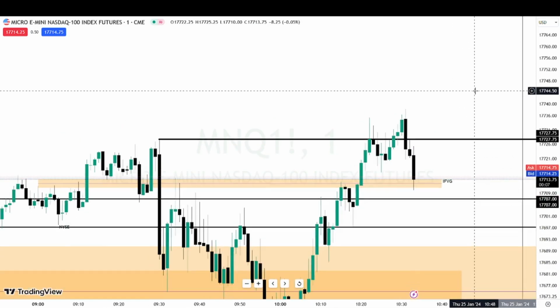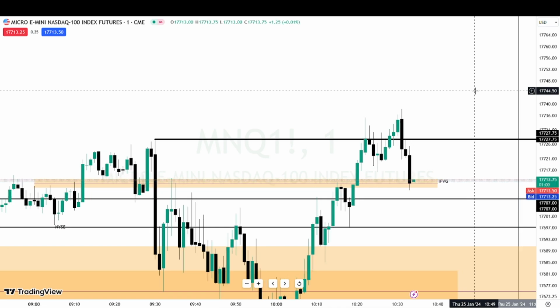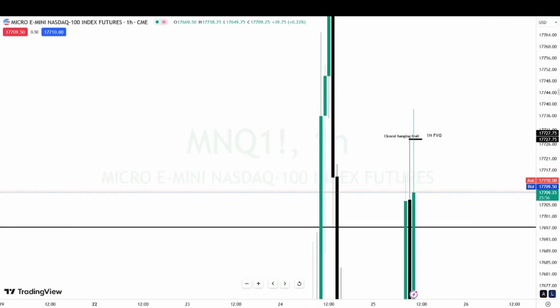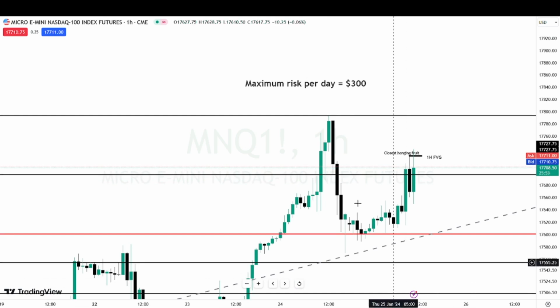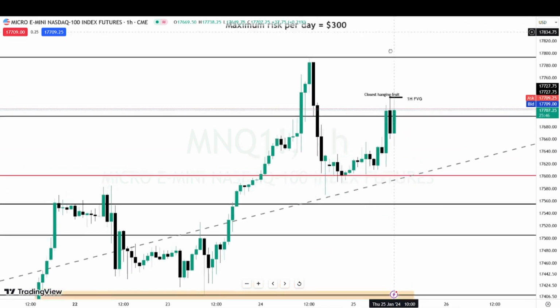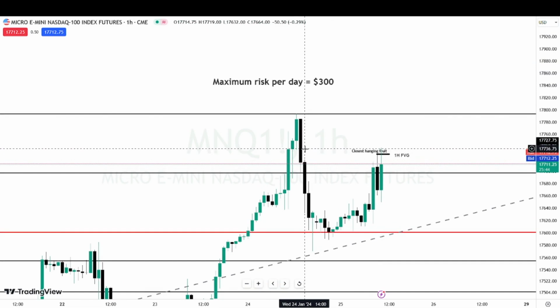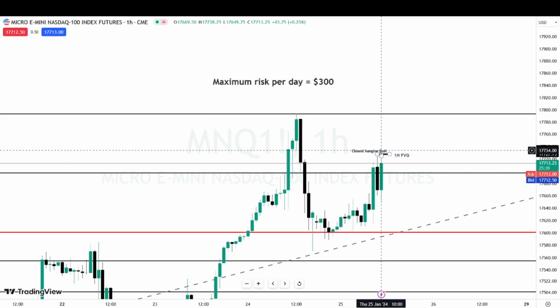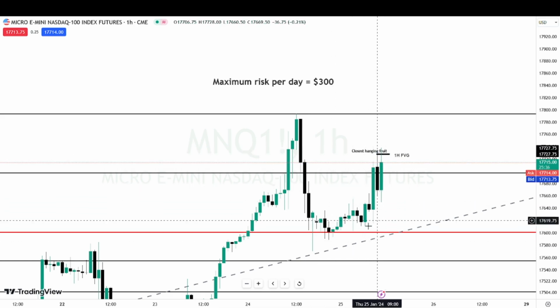I would favor the hourly fair value gap more than the 15 minutes fair value gap, because the hourly is stronger than the 15 minutes. Let's go back to the hourly and see that fair value gap right there. What did I do to the hourly fair value gap? This fair value gap that we have right here. Okay, I might have erased it. I favor this fair value gap more than the 15 minutes fair value gap. Right there.